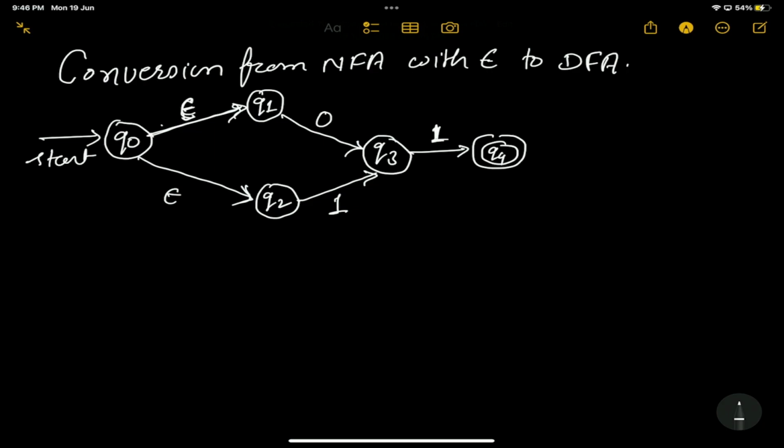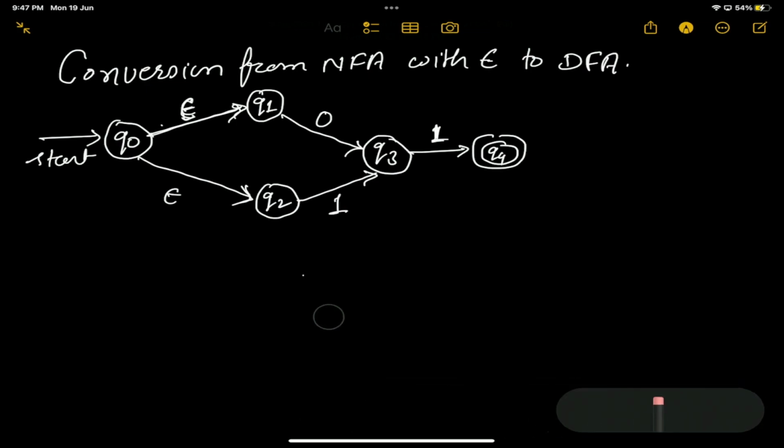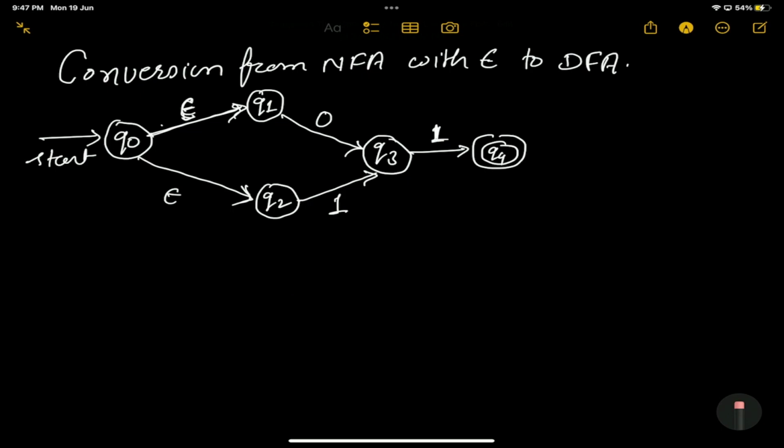The first step is to find out the epsilon closure of each state. Now what is meant by epsilon closure? The epsilon closure of a given state, suppose state A, means the set of states which can be reached from state A with only epsilon moves, including the state A itself. If I want to find the epsilon closure of state Q0, then it is Q0, Q1 and Q2.